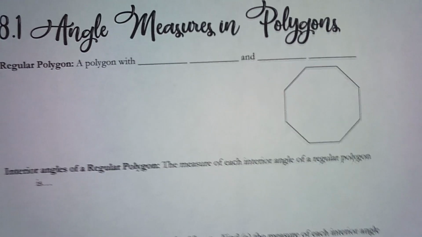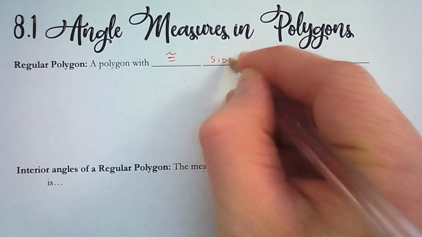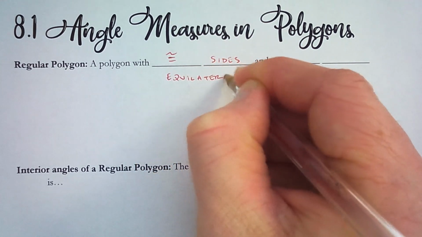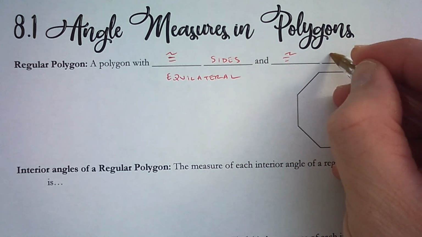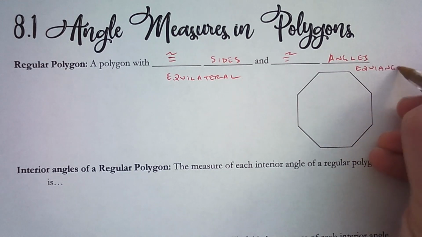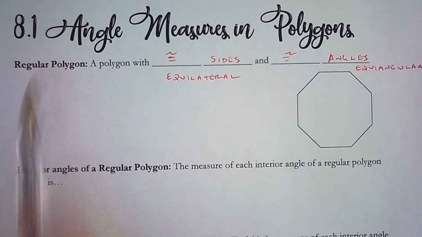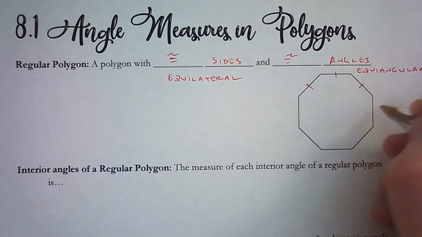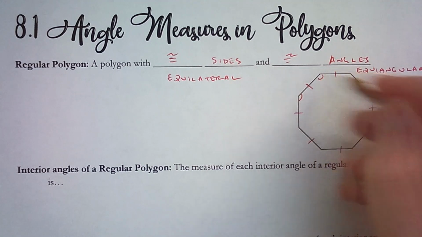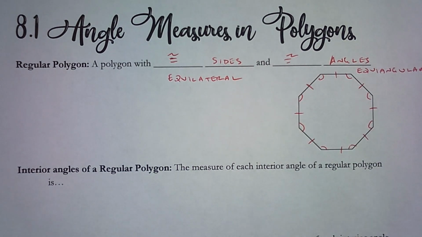All right, now let's talk about regular polygons. A regular polygon is a polygon with congruent sides, which means it is equilateral, and congruent angles, which means it is equiangular. So a polygon that is equilateral and equiangular is called a regular polygon. So all the sides of this octagon are exactly the same length, and all the angles of this octagon are exactly the same measure, and that makes it a regular octagon.